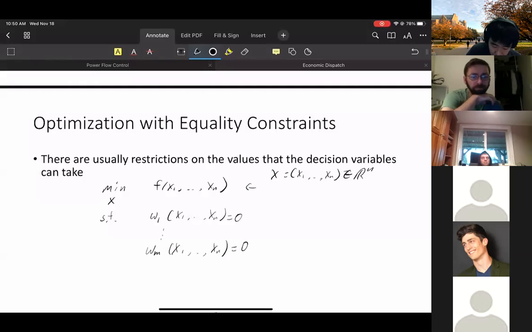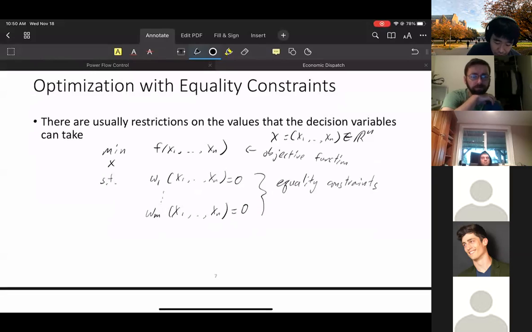Okay, so this is called the objective function. These all together are called the equality constraints. So here we have n variables, x1 to xn, and m constraints. And we're asking to find the minimum. You can think of f being cost, the minimum cost solution that satisfies all these constraints.